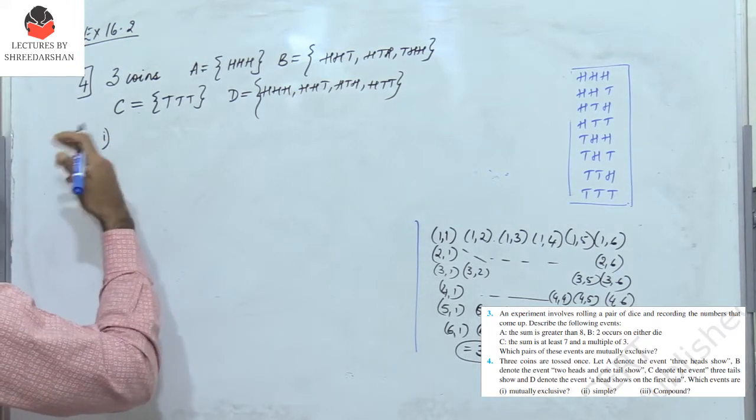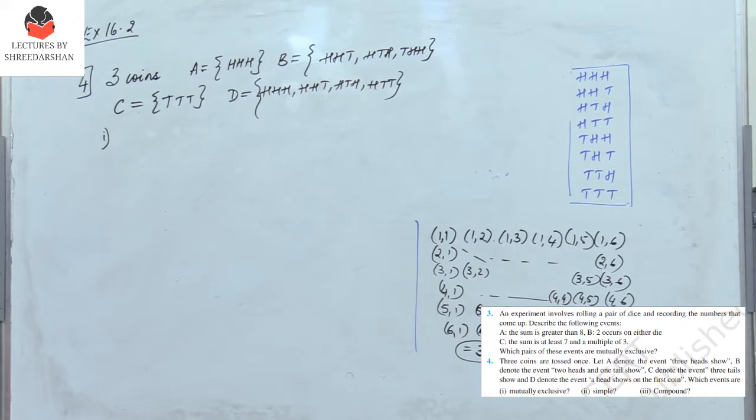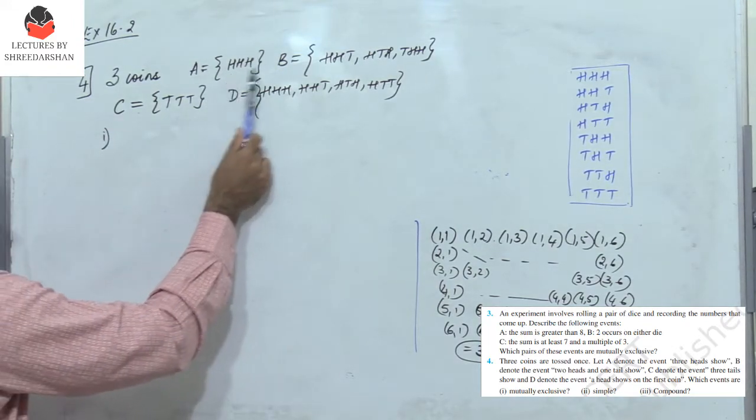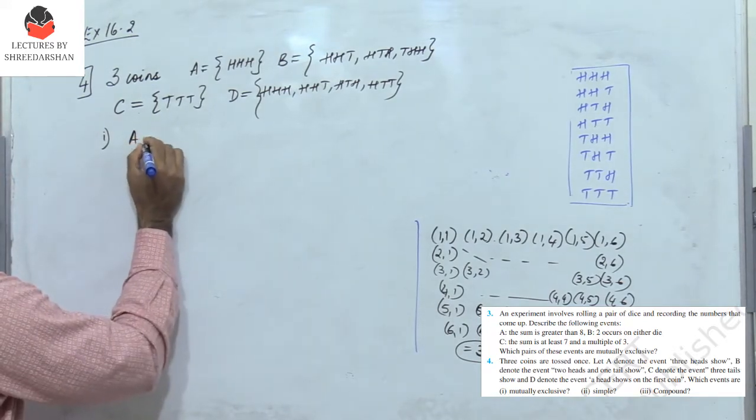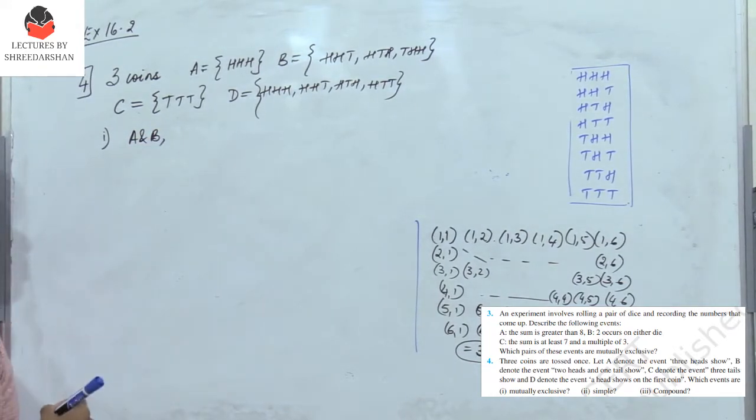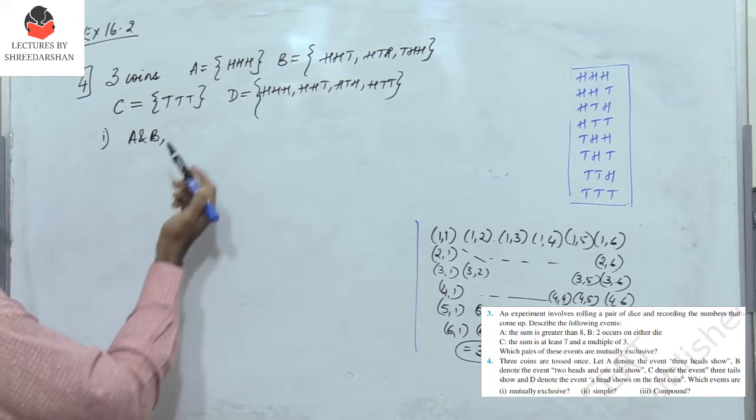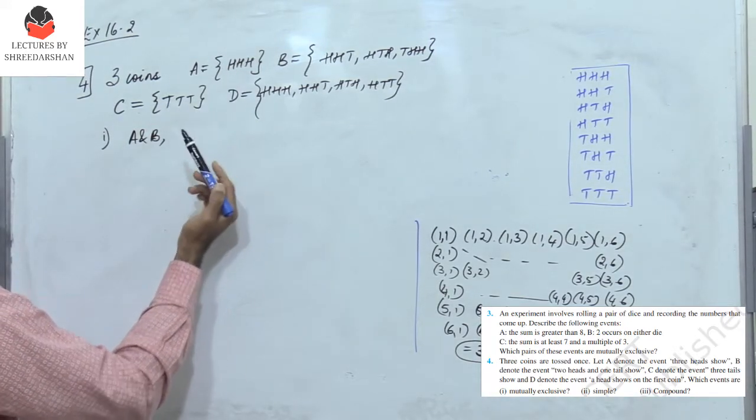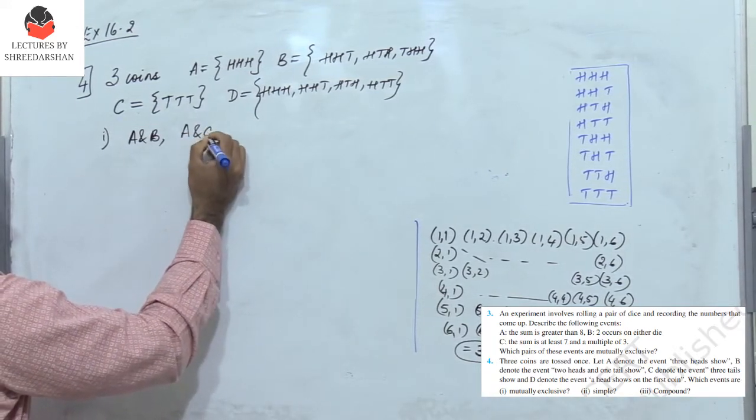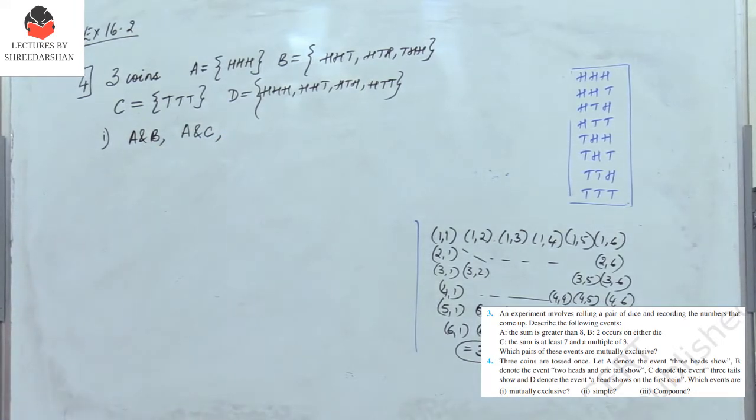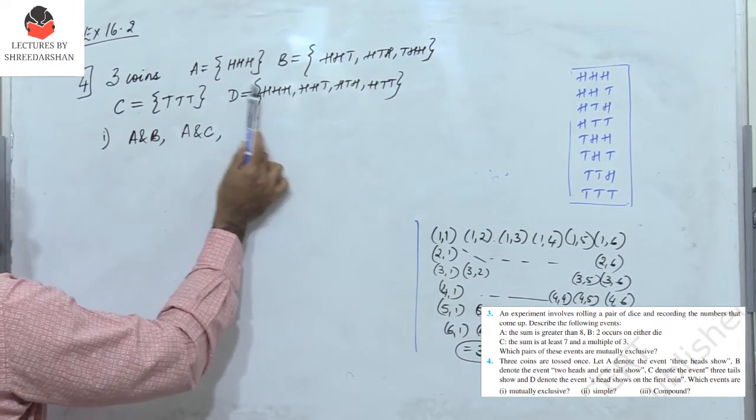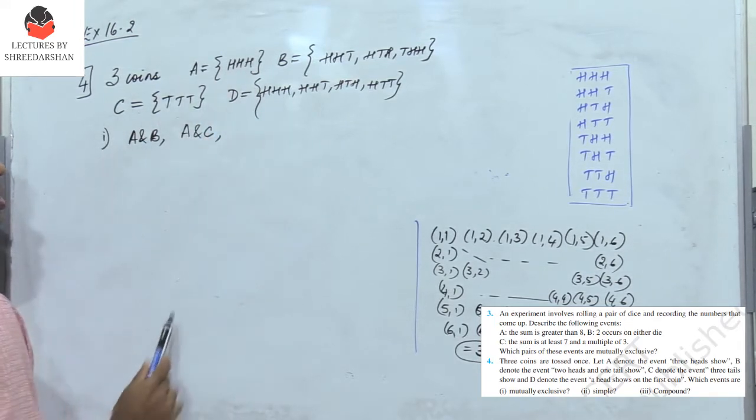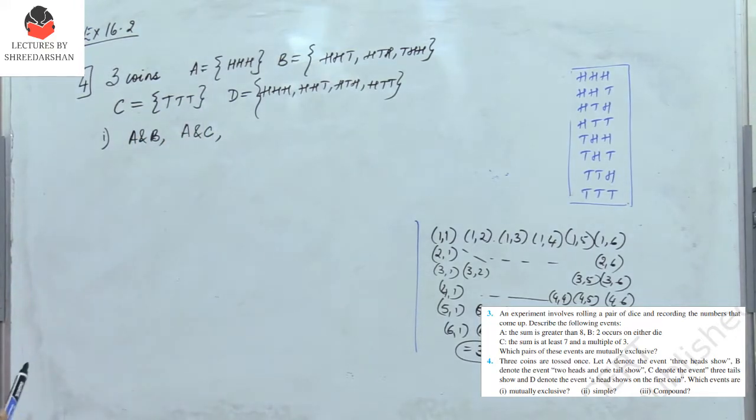Problem 1. Which of them are mutually exclusive? Let me consider A and B. Is there anything common between A and B? No. So A and B are definitely mutually exclusive. Next, is there anything common between A and C? No. So therefore A and C is mutually exclusive. Is there anything common between A and D? Yes. 3 heads are common. So A and D is not mutually exclusive.